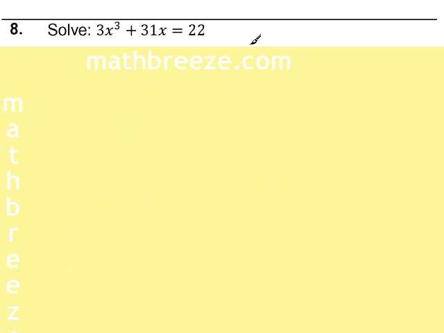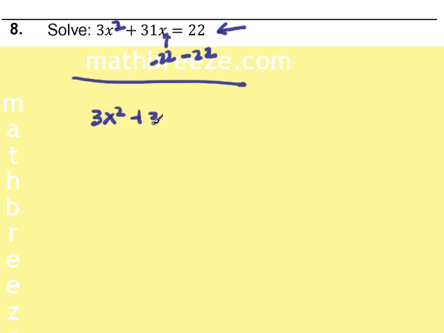Right, in number 8, step 1 is we need 0 right there. So we're going to subtract that 22 from both sides. I'm just going to squeeze it in right here. So we have, sorry, this should be a 3x squared here. So that's 3x squared plus 31x minus 22 is equal to 0. All right, so this is standard form.